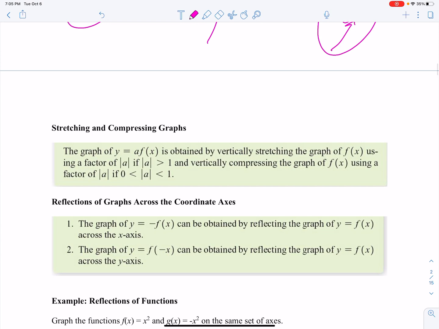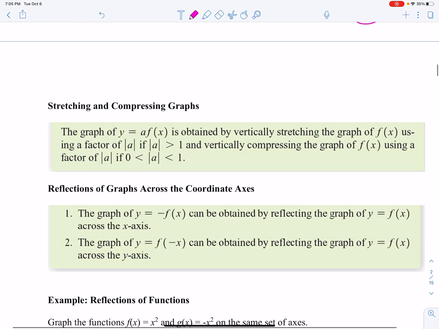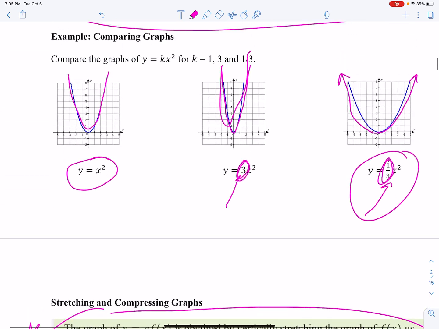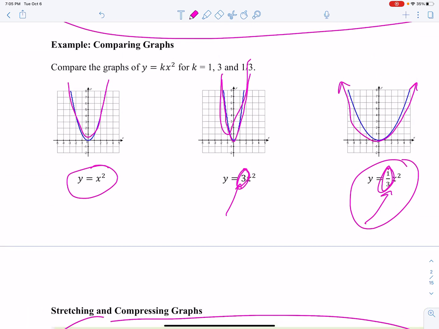That's what they're telling you here. So stretching and compressing, I know the terminology here is a little bit rough, kind of a pain to understand. Go with what I said right up here. Again, multiplying by a number bigger than 1, we compress it, we make it thinner. Multiplying by a fraction smaller than 1, we make the graph wider.